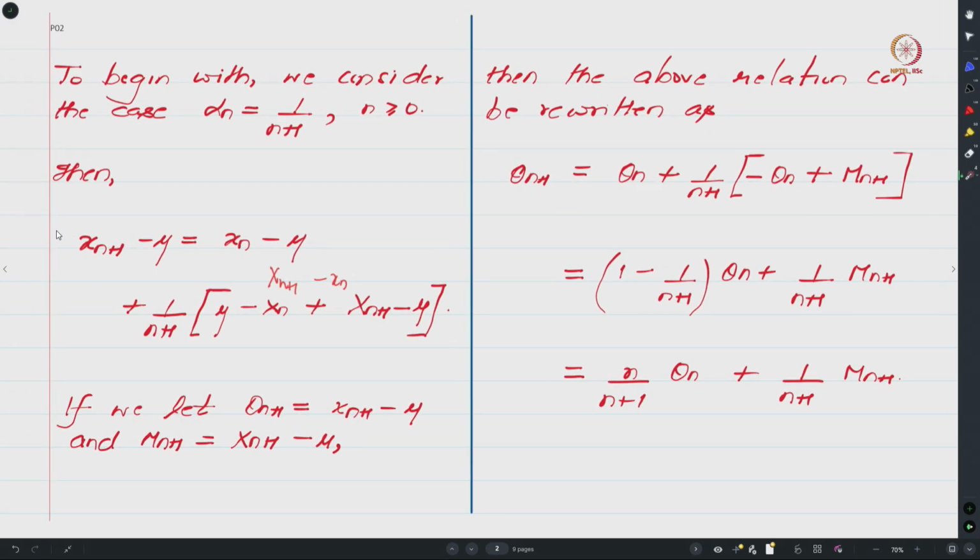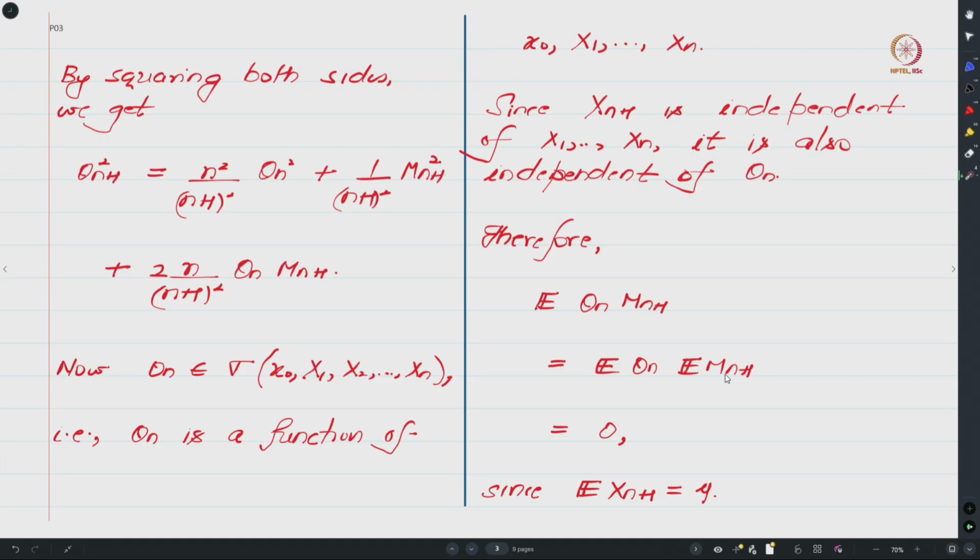Since theta n plus 1 equals this expression plus this expression, if I square them up I would end up with n square over n plus 1 the whole square times theta n square, plus 1 over n plus 1 the whole square times mn plus 1 square, plus twice the cross terms, which is 2 times n over n plus 1 times theta n times 1 over n plus 1 of mn plus 1, which leads to n over n plus 1 the whole square times the product of theta n and mn plus 1.